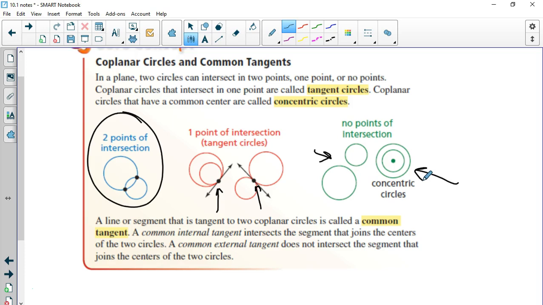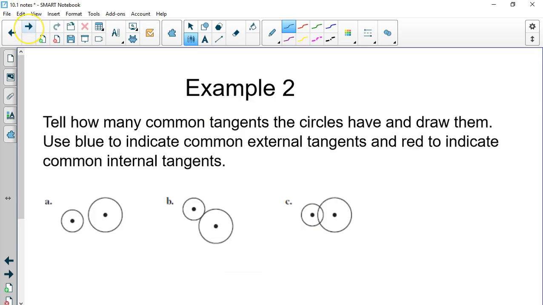Okay, next, a line or segment that is tangent to two coplanar circles is called a common tangent. Okay, so right above in the red, we have a common tangent because the tangent line has a point of tangency on both circles. Okay, common internal tangent intersects a segment that joins the centers of two circles. And a common external tangent does not intersect the segment that joins the center of two circles. So just more vocabulary that you get to get down with.